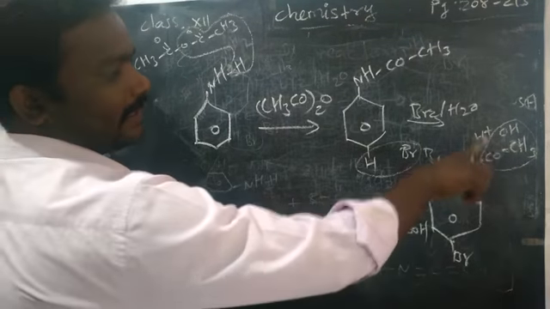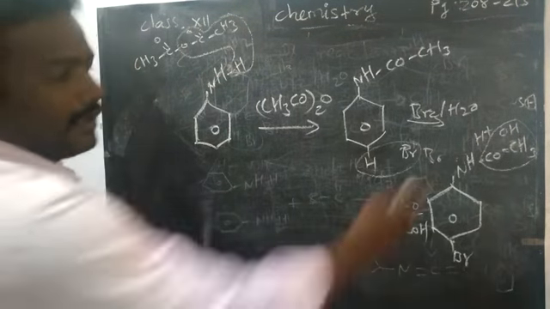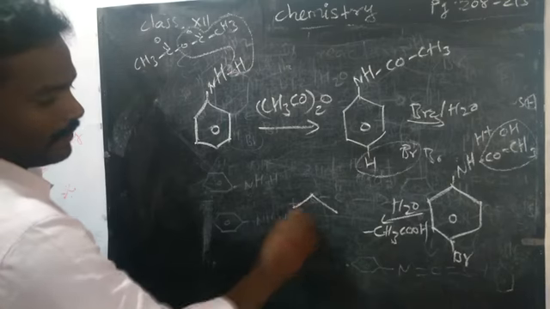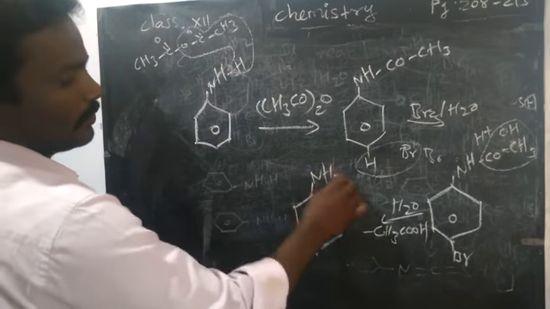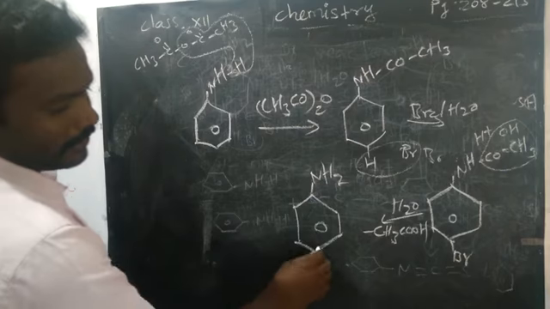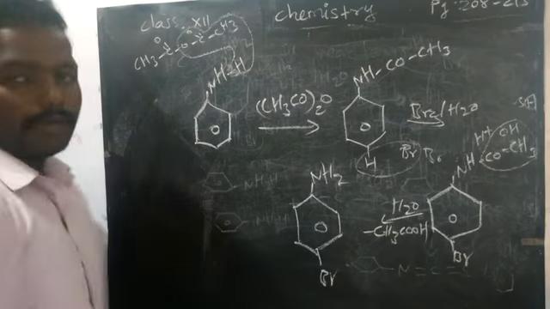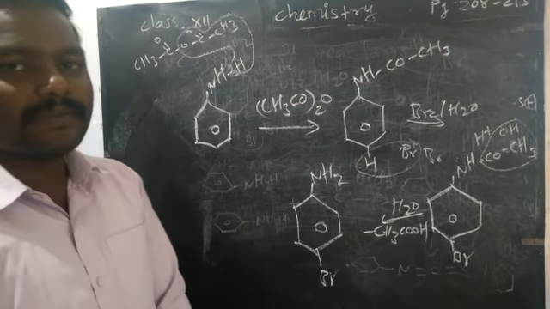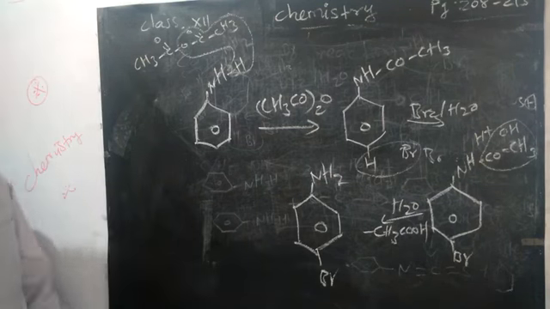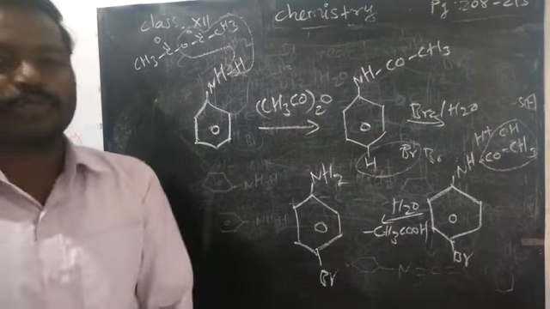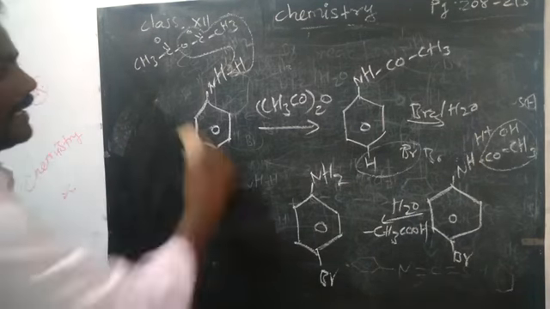CH3COOH. Then you can add in the NH, and you will get NH2, the aniline written back. Then we have bromination. Bromination means addition of bromine. So if you want it selectively in the para position, you have to take acetic anhydride.